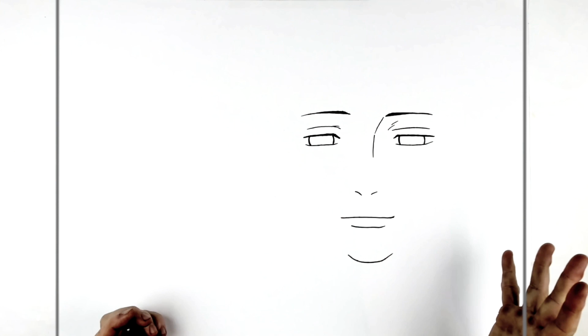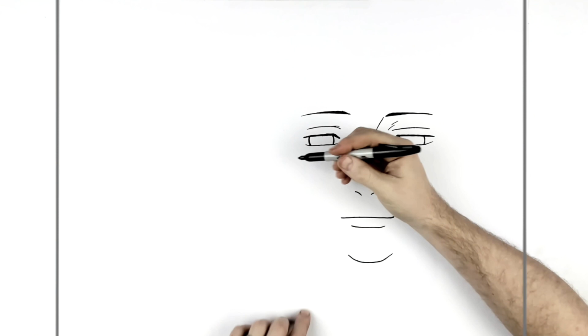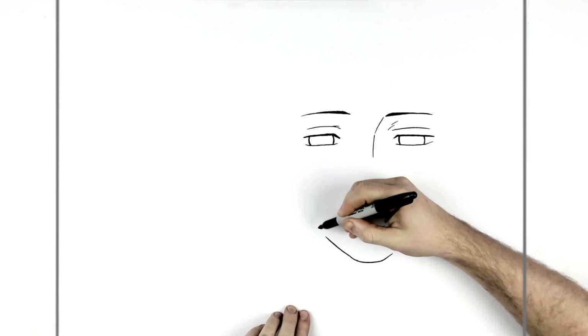So we can attempt to add his jaw. And his jaw won't go the whole way up because he has really long hair, right? So we'll just go this way, into there.